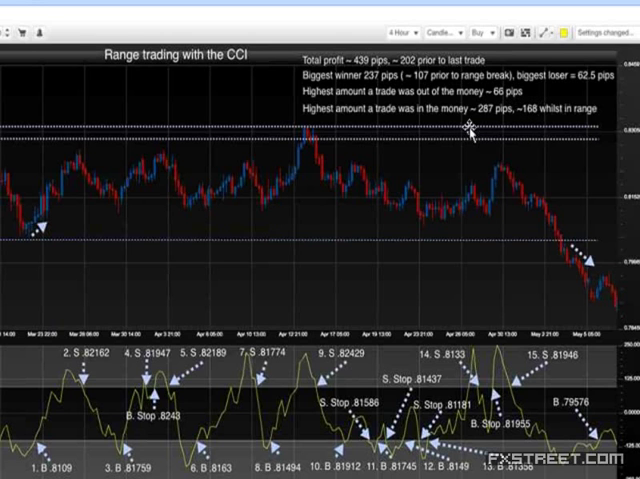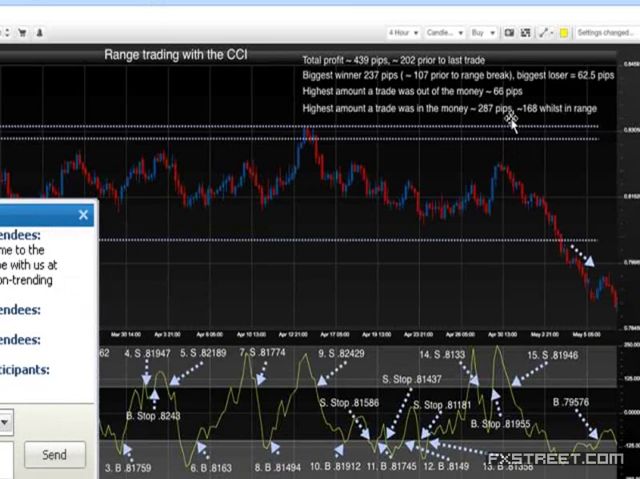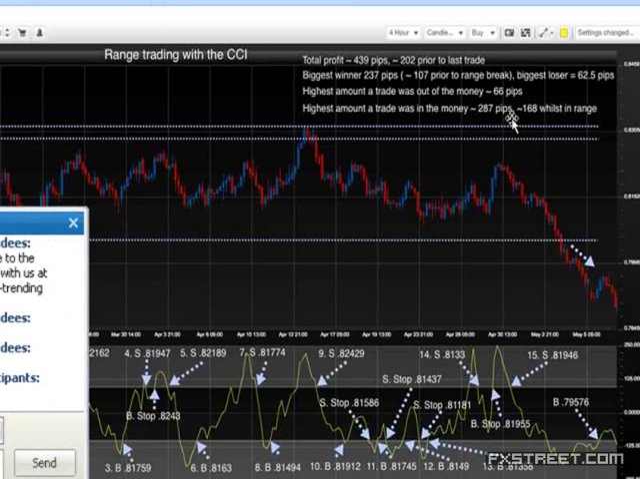Biggest loser only 62.5. The highest amount any trade was out of the money was 66 pips. The highest amount that a trade was in the money was 287, and even 168 whilst in the range. So you can see a big difference between the way it was performing, winners versus losers.